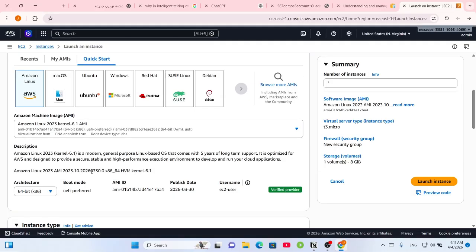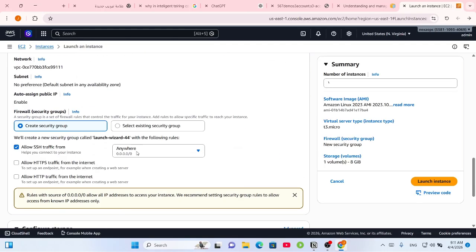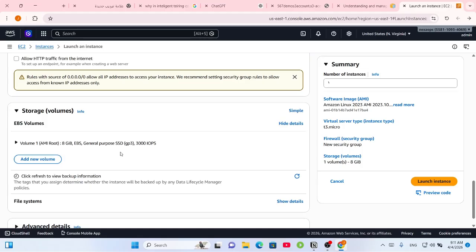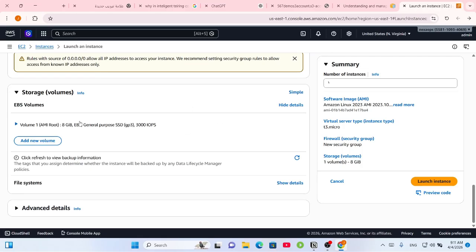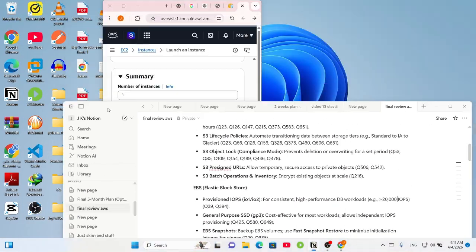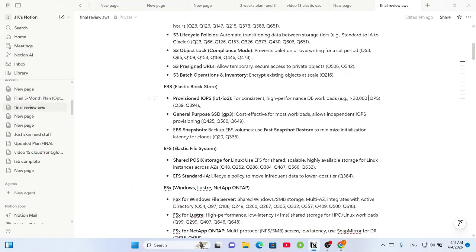We have general purpose. If you go to storage here, and go to advanced, you will see here, by default it's general purpose SSD GP3. Okay, it gives you the details here. The reason to use this one is because it gives you independent provisioning for the IOPS and stuff. You can increase, you can decrease.